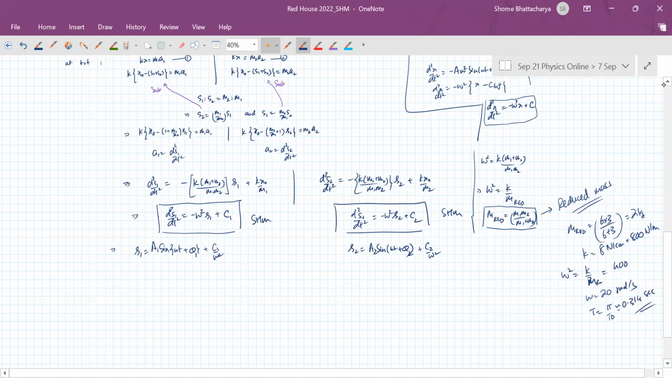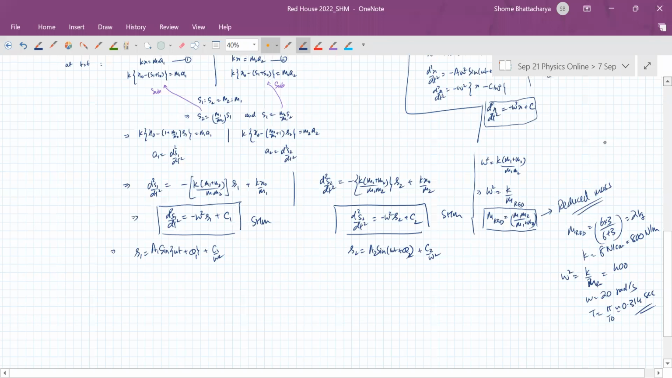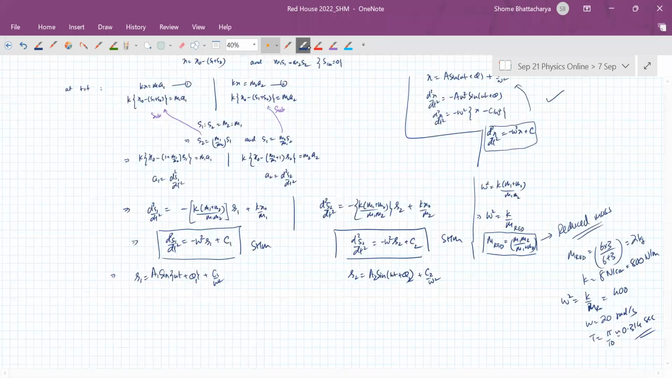So most of the time, in a question like this, you are just asked to find the time period. We will see that in all such systems where the two blocks do SHM about the center of mass, the time period is given by this kind of formula. It involves a reduced mass. It's like a spring mass system, but mass is reduced to M1 M2 divided by M1 plus M2. This sort of formula.